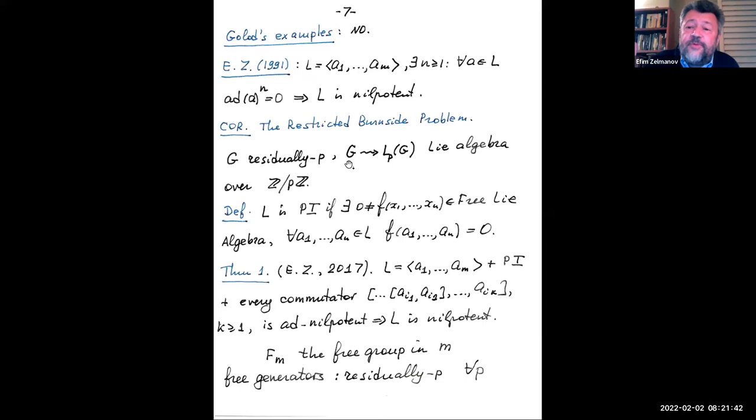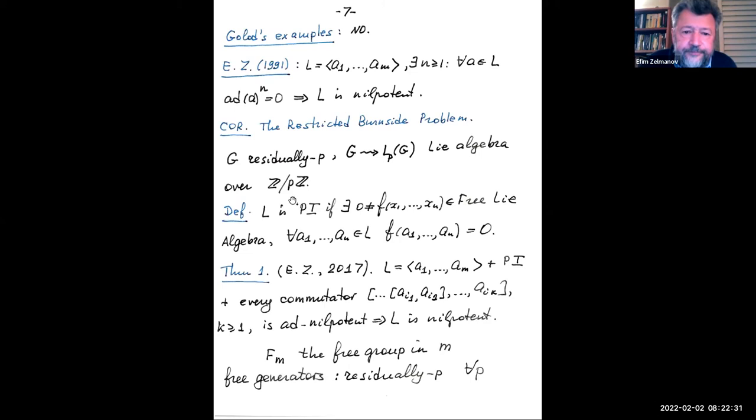Now, if a group is residually p, then we can construct a certain Lie algebra. Lie algebras were introduced by Sophus Lie and they correspond to Lie groups. If a group is residually p, then again you have some kind of Lie correspondence. It's not as good as the initial correspondence of Sophus Lie. In this way, you lose a lot of information. You cannot recover the group G from this Lie algebra. And this Lie algebra is over a finite field. But using this theorem and this correspondence, the group theory problem was solved.